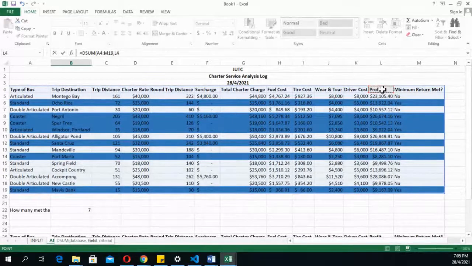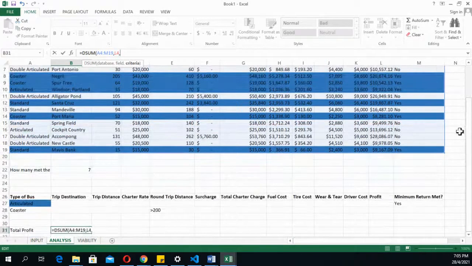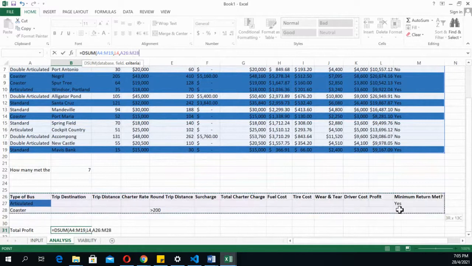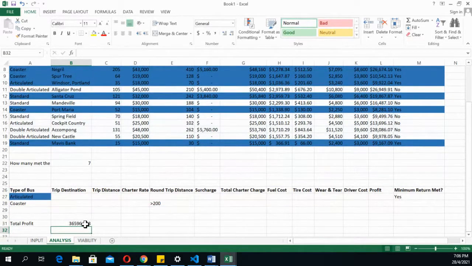The field is going to be the label or the column position or the cell address of what you want. So in this case, it's profit. We want to find the total profit. So it says L4, because the profit label is in L4. And then the criteria now would be this one that we created down here. And then this would give us the total profit.